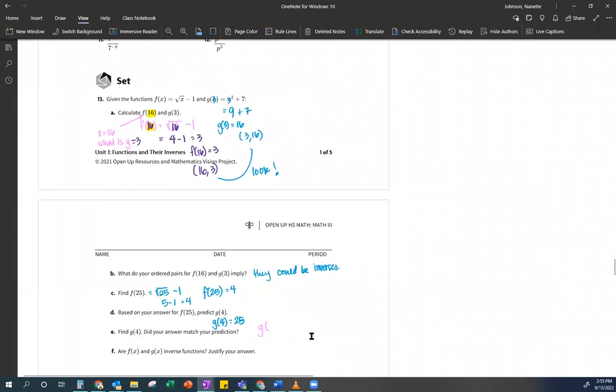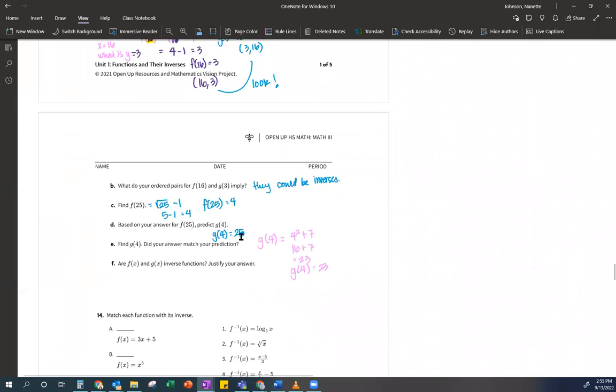So you're like, oh man, it could be an inverse, and then you actually do the calculation and you're like, oh, it's 23. So here I'm highlighting this versus this, and I'm like, dun, dun, dun. I was hoping that they would be. So then it says are f of x and g of x inverse functions.